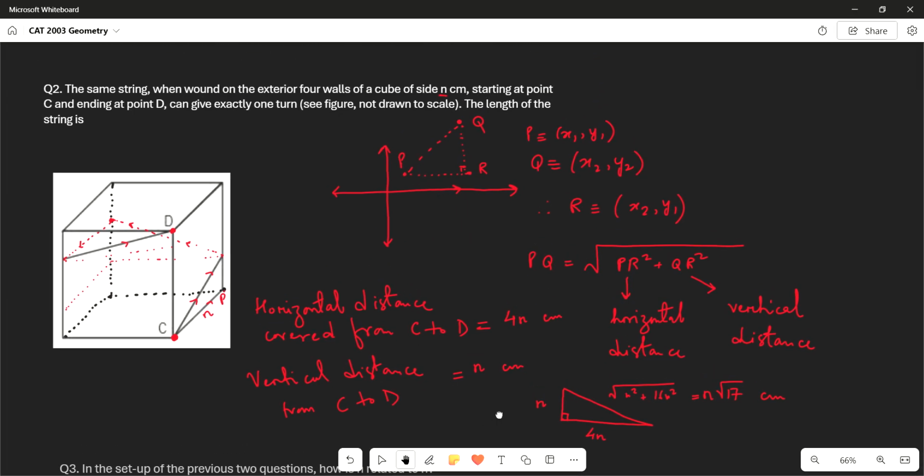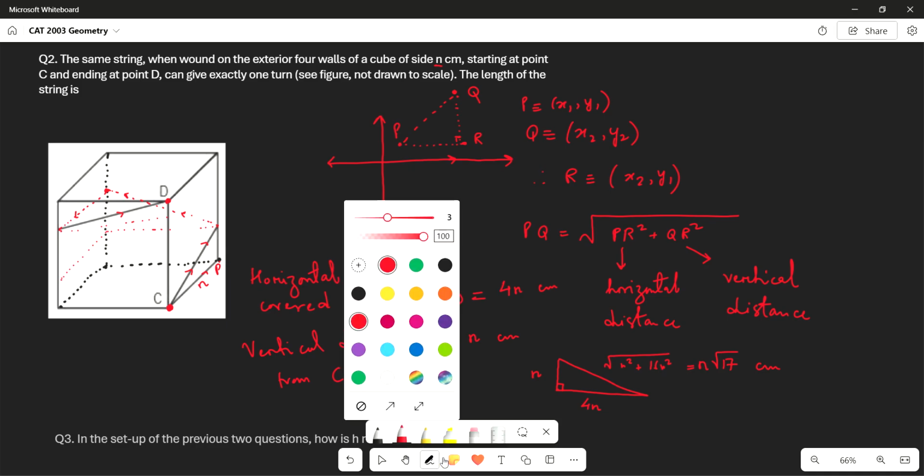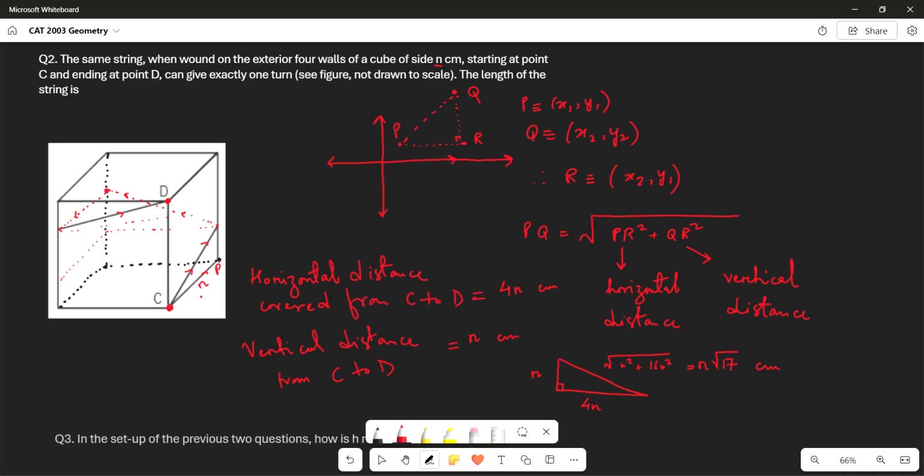So what was the question? The question was to find the length of the string. So the length of the string is basically this, right? This distance L equal to this. So the answer will be n root 17, because you are going from this to this point, then from here you are coming to here, then here, and then here, and we have found this distance using the horizontal vertical distance method, and then using Pythagoras theorem. So the length of the string will be n root 17 centimeters.